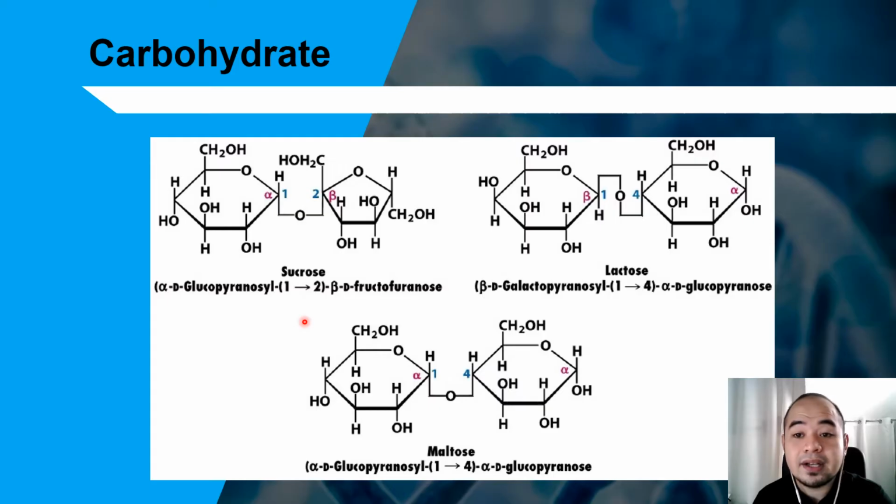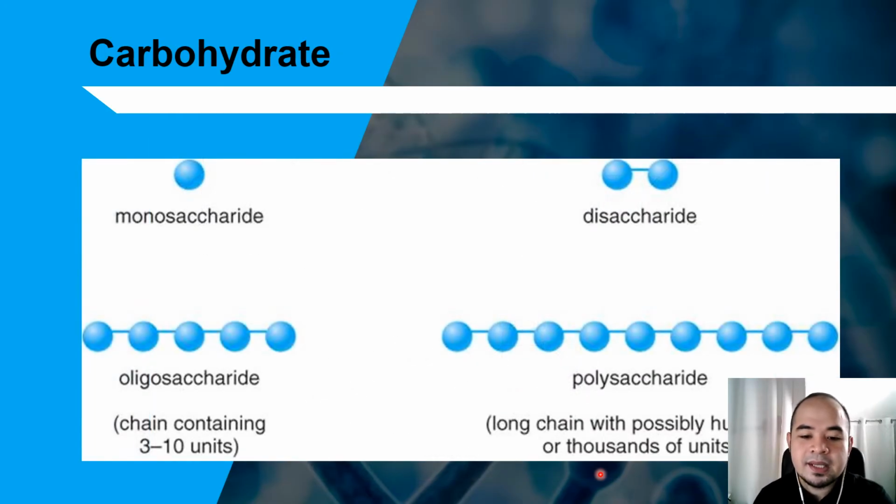And certain combinations of the monosaccharides, iba yung tawag dun sa disaccharide na yun. For example, glucose plus fructose equals sucrose. Galactose plus glucose is lactose. And glucose plus glucose equals maltose. Now, there might be some confusion. So, yeah, this is monosaccharide, this is disaccharide.